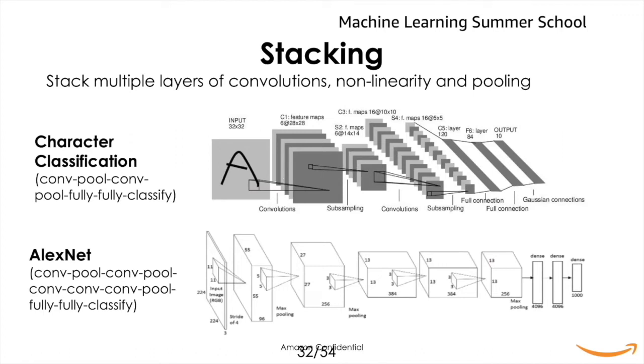And then again, another block of convolution, max pooling, non-linearity, and max pooling, and another, and finally 3 fully connected layers. Similarly, in AlexNet, this is LeNet. Similarly, in AlexNet, you have 1, 2, 3, 4, and 5 convolutional, nonlinearity, and pooling blocks, followed by 3 fully connected layers.